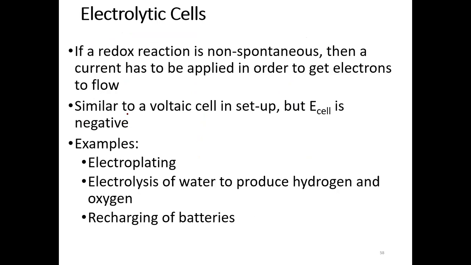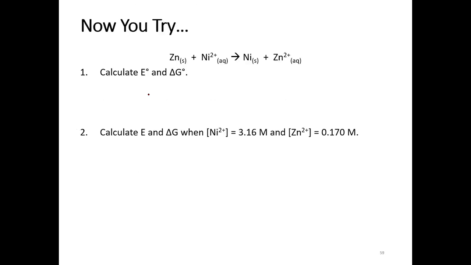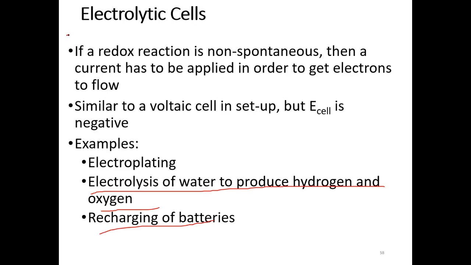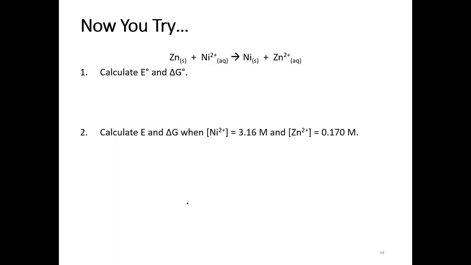Electrolytic cells are as simple as that: electroplating, electrolysis of water to produce hydrogen and oxygen, and recharging of batteries. We can talk about that, but before we go, it's just simple stuff that I've discussed in points, so you can read it at your end and understand it's not big. It's similar to the voltaic cell in setup, but E cell is negative here, because we are giving more energy to make the electrolytic cell happen. If you are splitting water to produce hydrogen and oxygen, you have to give it more energy. That's just one of the examples. Do try these and then you're good.